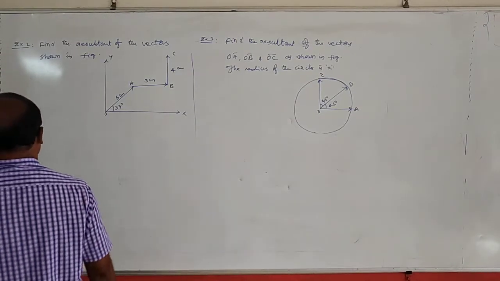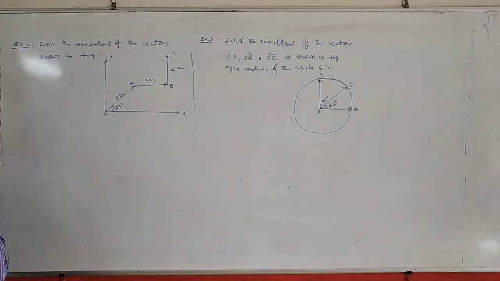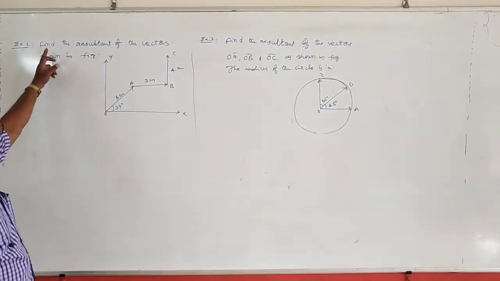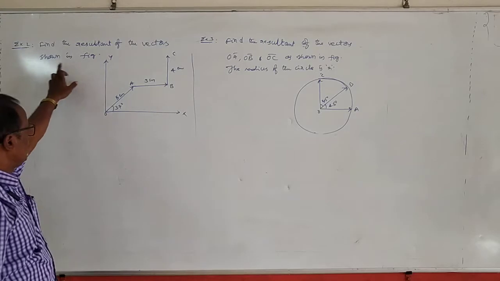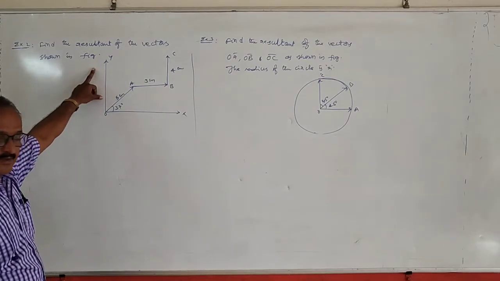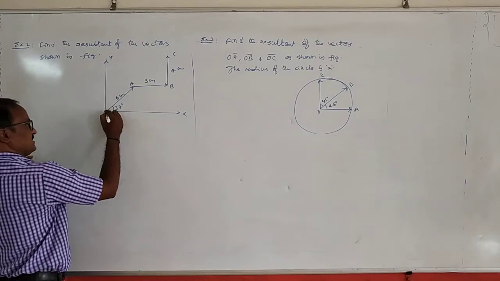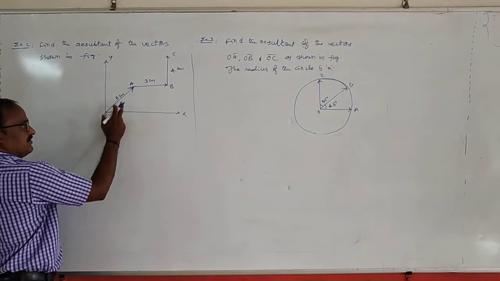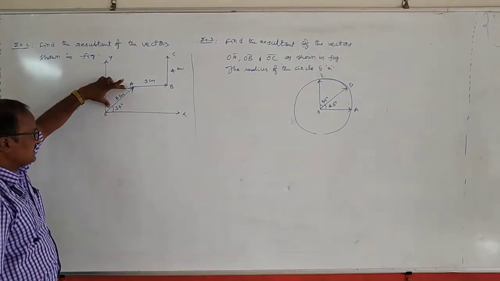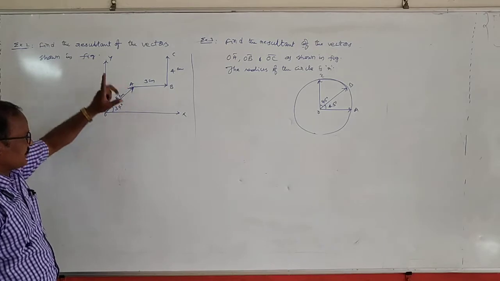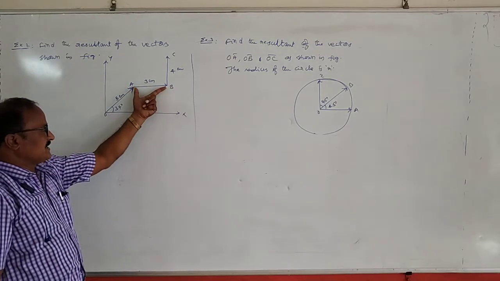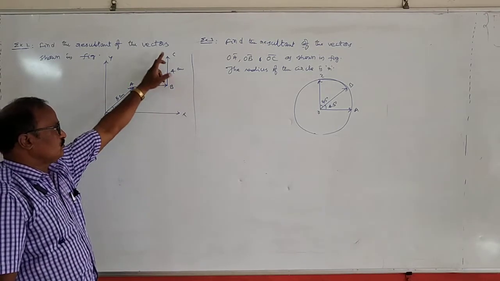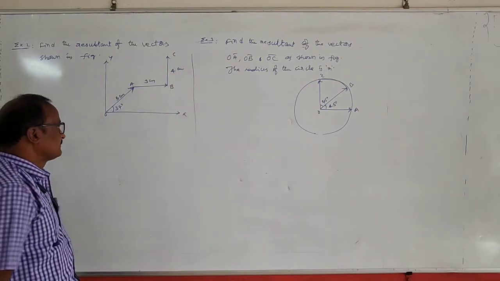See my dear friends, example 2. Find the resultant of the vectors shown in the figure. So this is the first vector, which has a length of 5 centimeters from O to A. From A to B is 3 centimeters. From B to C is 4 centimeters.